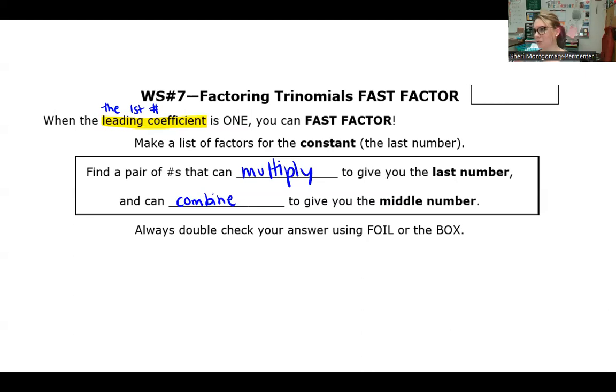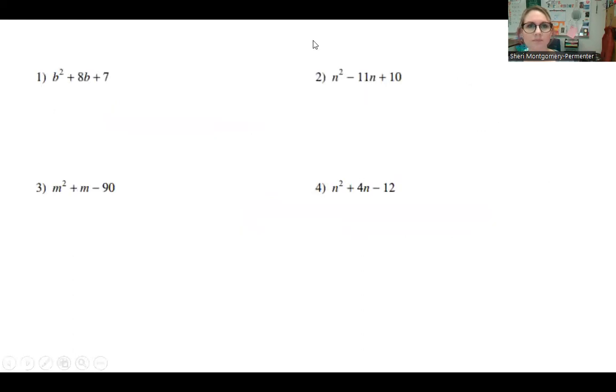For the second question, you could have used FOIL to work backwards. Now, the question was asking you to factor, but when it's multiple choice, you don't have to know how to factor. You just have to know how to multiply. So this is a lot of words. I think you're going to get it once we start working problems. First I want to show you that all of these have a leading coefficient of 1. It's not there, but it is a leading coefficient of 1. That's what that means.